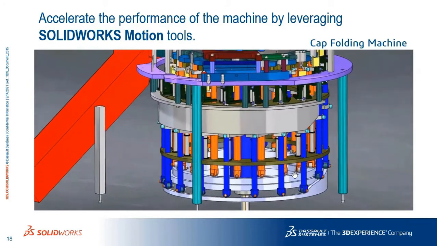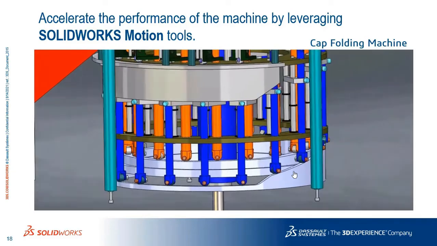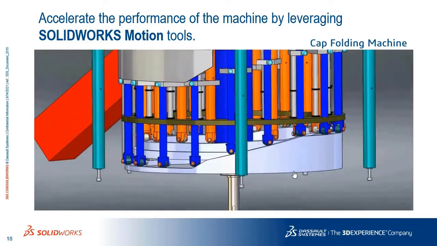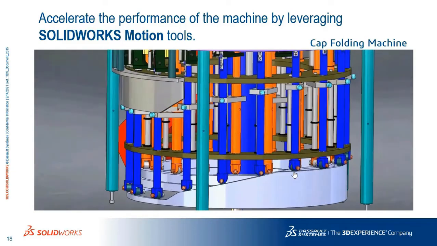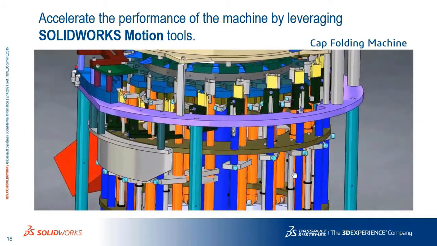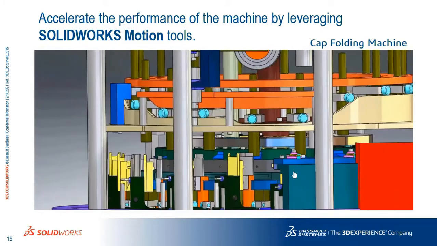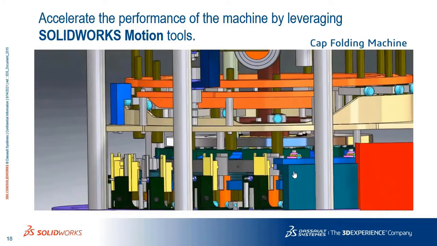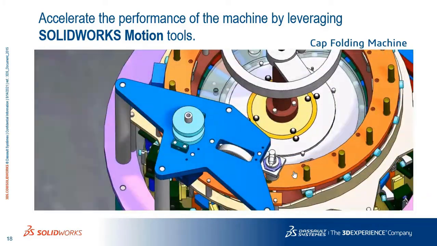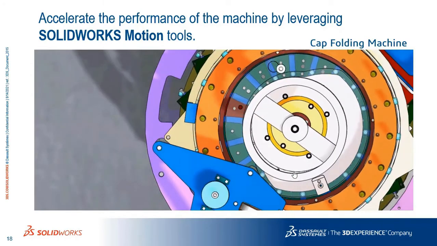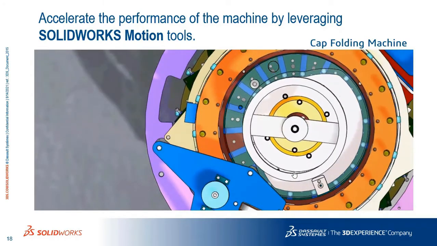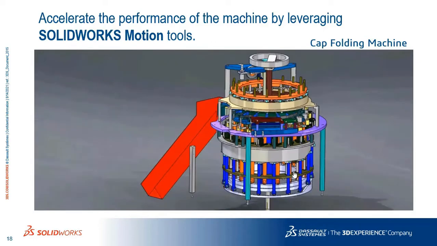Now this is another example, cap folding machines, where there are a lot of movements inside the machine, and taking care of all these movements without any interferences was very difficult, right? But with the help of this motion study, it was easy to understand whether there are any interferences, whether we need to change the design, whether it is required to change any dimensions, so that the final motion is done as per our requirement.